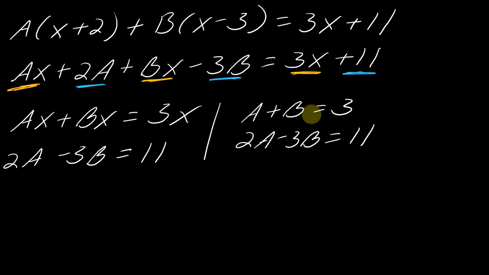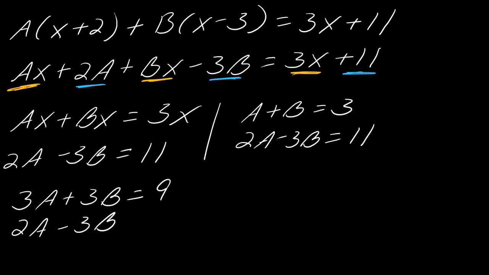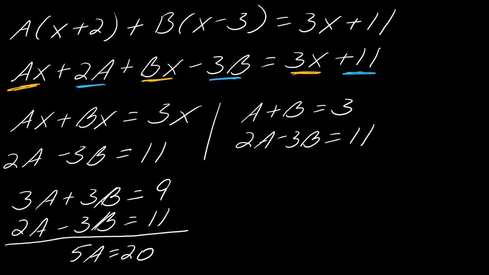So what I'm going to do is use the elimination method. I'm going to multiply this top equation by 3, so this becomes 3a plus 3b equals 9. I left the bottom equation alone, but now I can use elimination. The b's drop out, and I'm left with 5a equals 20. So a equals 4, and now I can use this in either one of my equations to solve. I'll use it in the first equation.